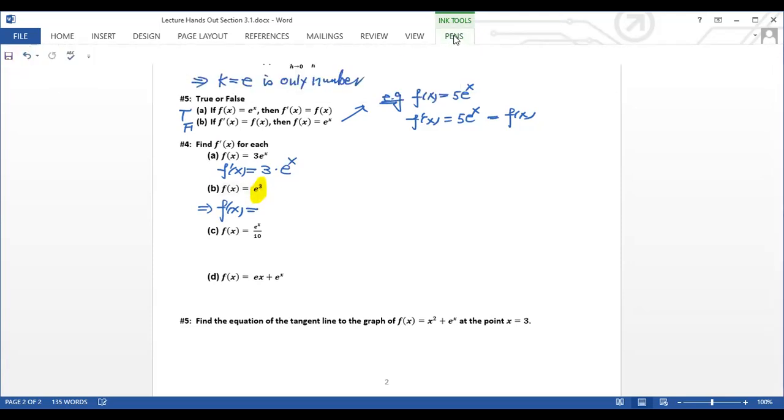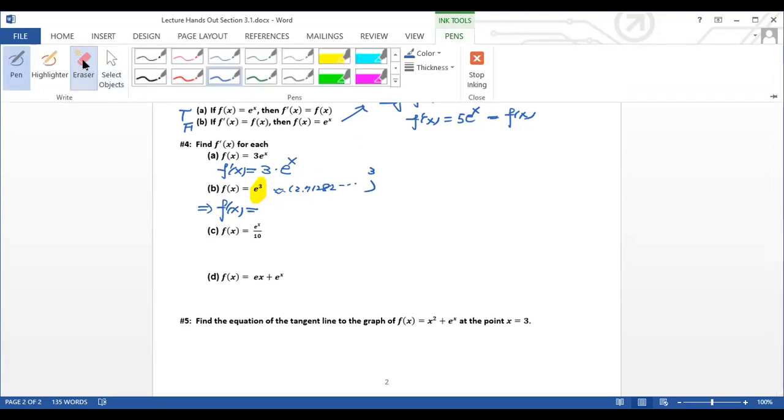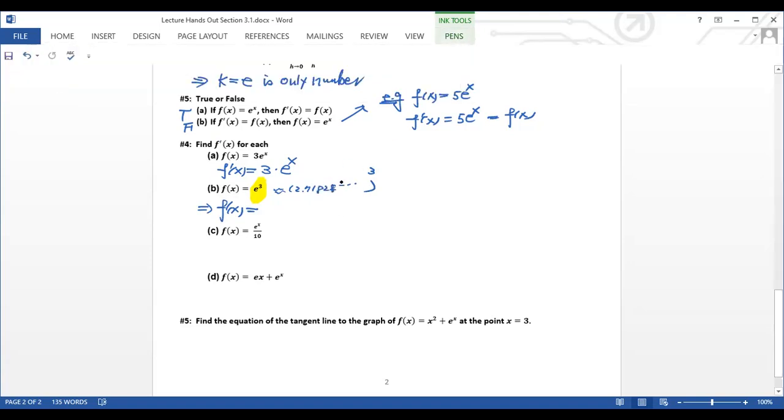That means it's 2.718 to the third power, right? So this one, there's no x. So this really is just some number, right? So it's some constant. So what is my f prime here? It's 0. Get that? Okay.